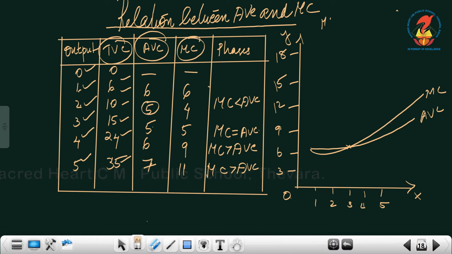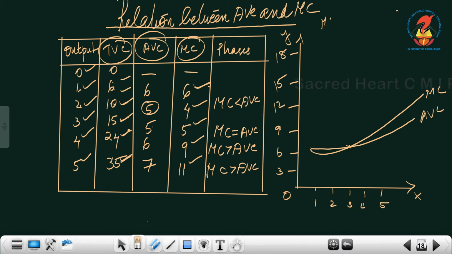Now MC can be found from TVC, isn't it? TVC's succeeding value minus preceding value will give MC. 6 minus 0, 6; 10 minus 6, 4; 15 minus 10, 5; 24 minus 15, 9; 35 minus 24, it is 11.